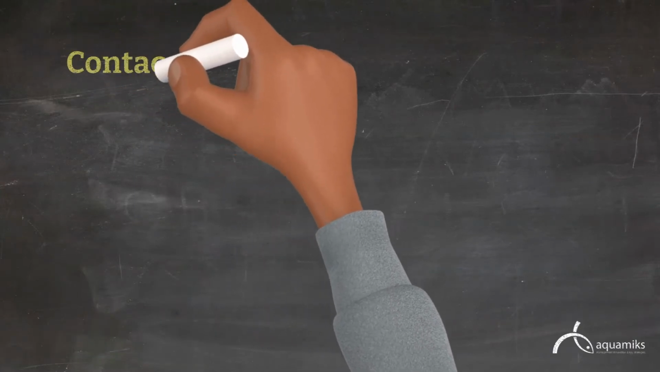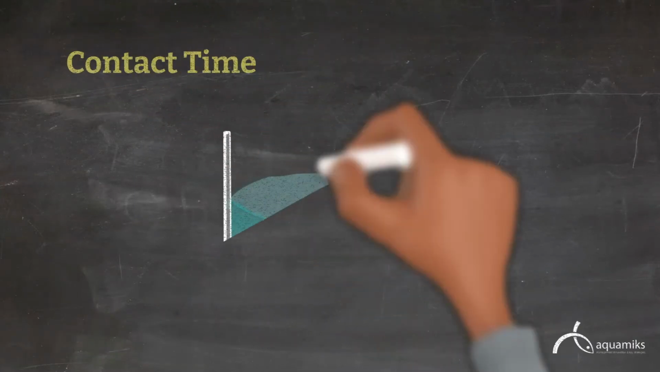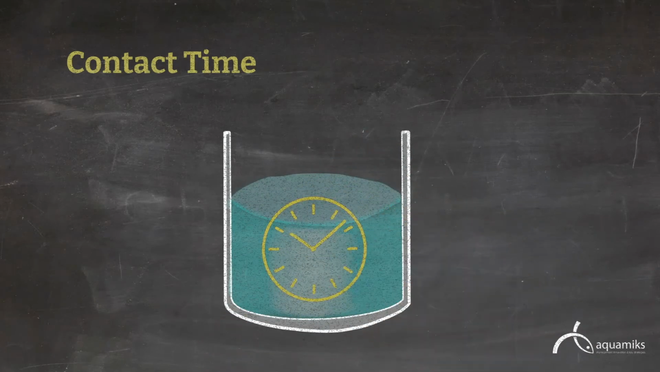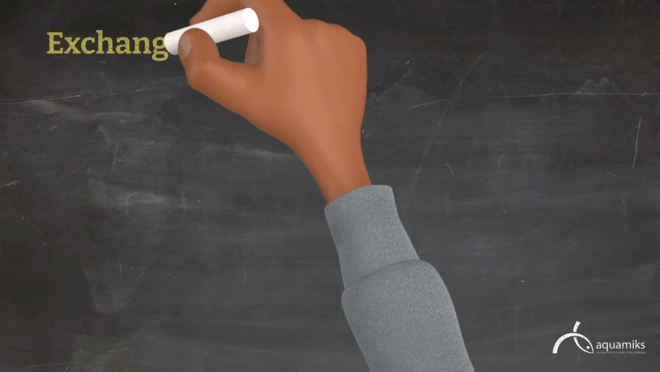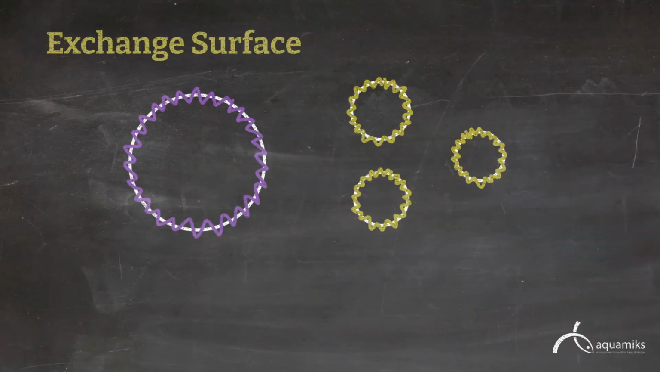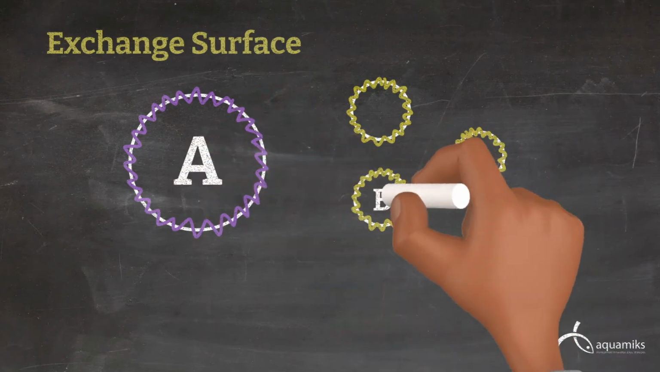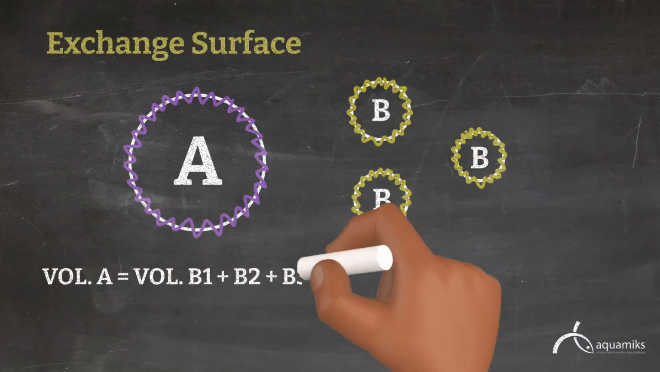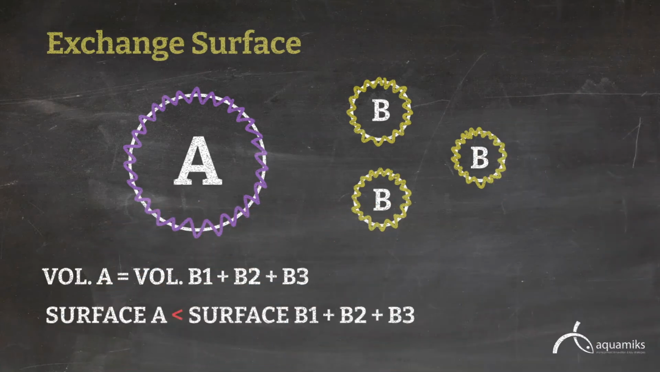Contact time. The more time a bubble of gas stays in the water, the more it increases the dissolution of this gas. Exchange surface is represented by the ratio between the volume of a single bubble of gas against the surface of the bubble itself. The higher the surface, and the smaller the volume, the more gas will be in contact with water, and thus will be available to transfer.